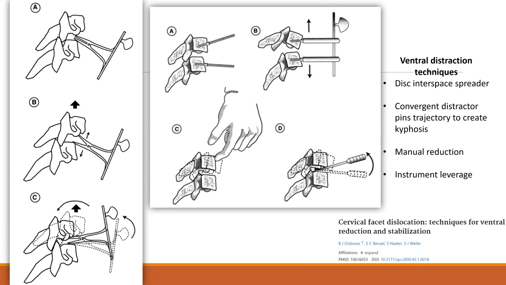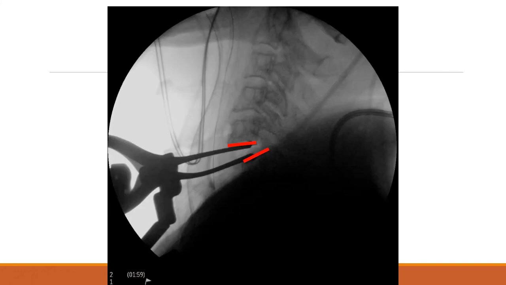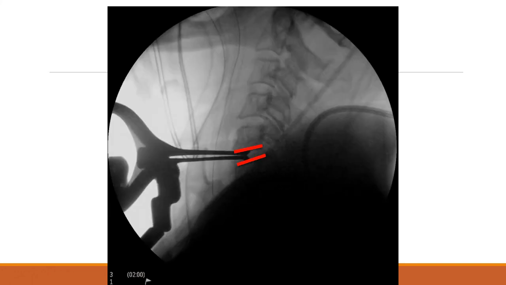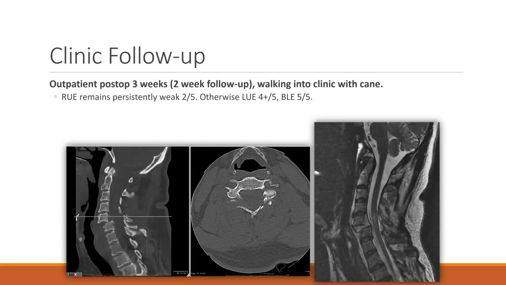Here, very quickly, we can see the use of a laminar spreader, which incrementally is able to lead to complete reduction of the facets, the placement of an interbody and anterior plate. Through this success, the need for a posterior approach was deemed to be not necessary. And very quickly, as a follow-up, the patient did extraordinarily well, returning to clinic 3 weeks later, completely intact in the bilateral lower extremities, 2 out of 5 in the right upper, which was previously entirely flaccid, and essentially 4+ in the left upper extremity.